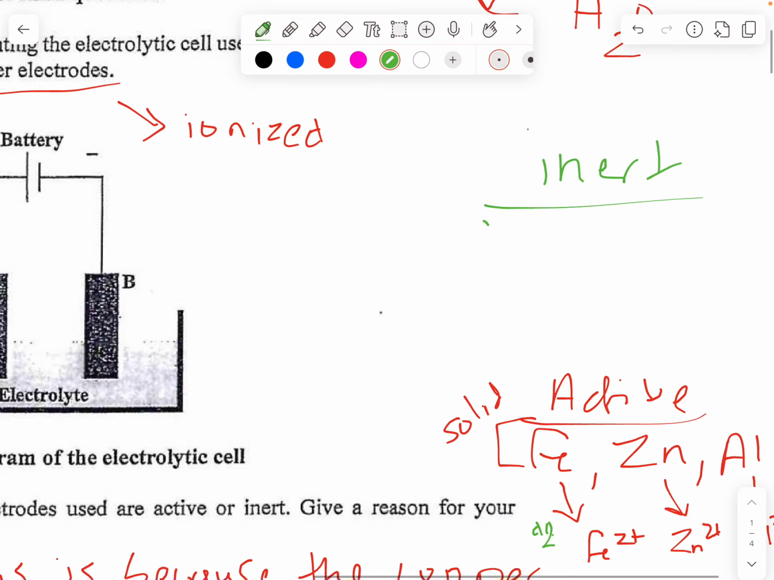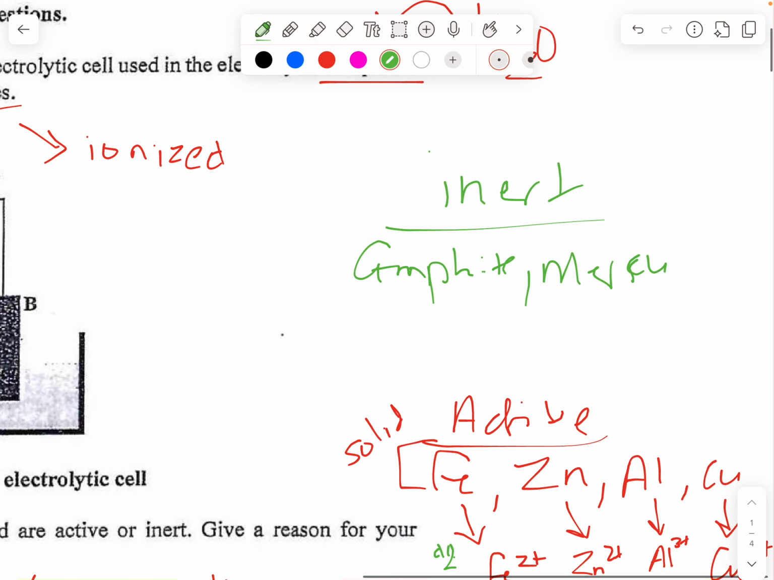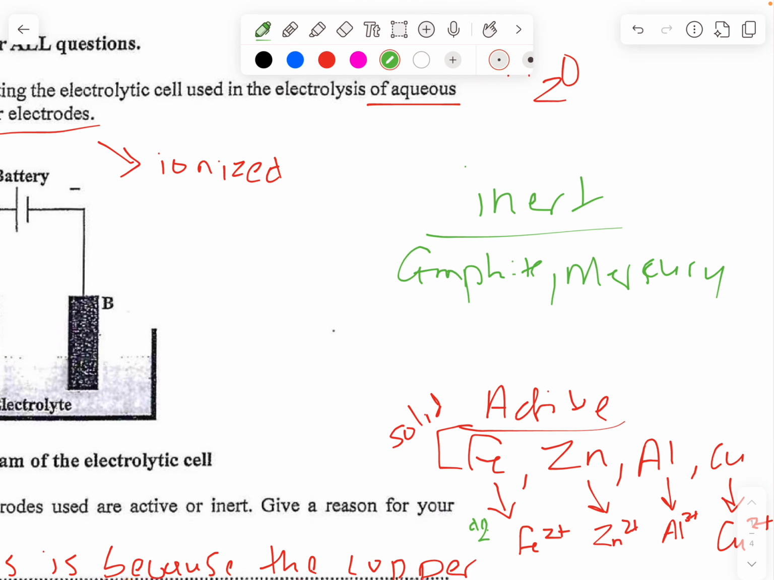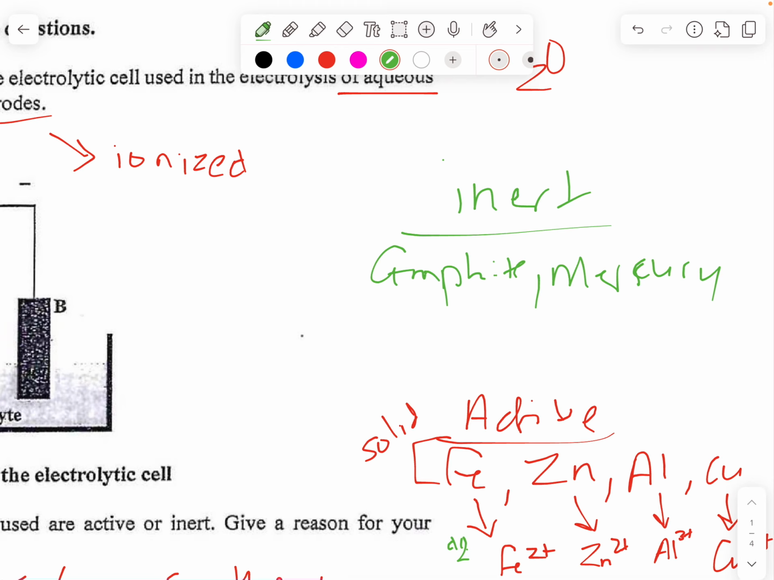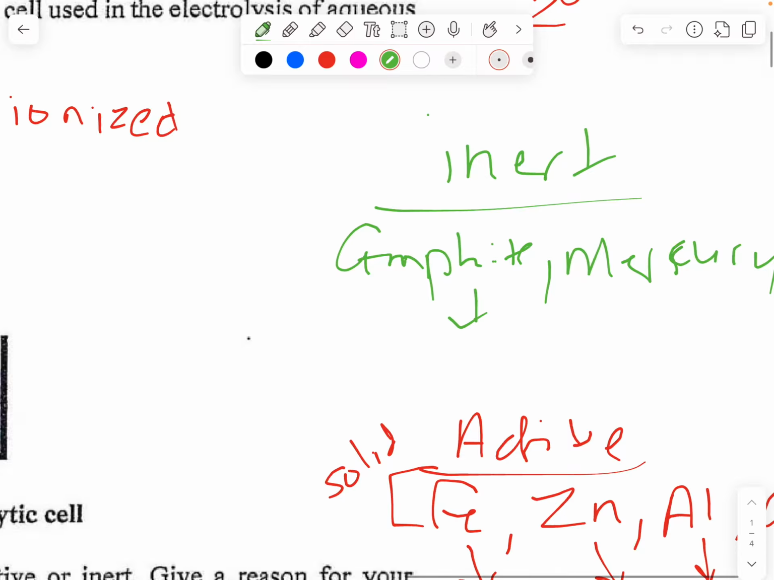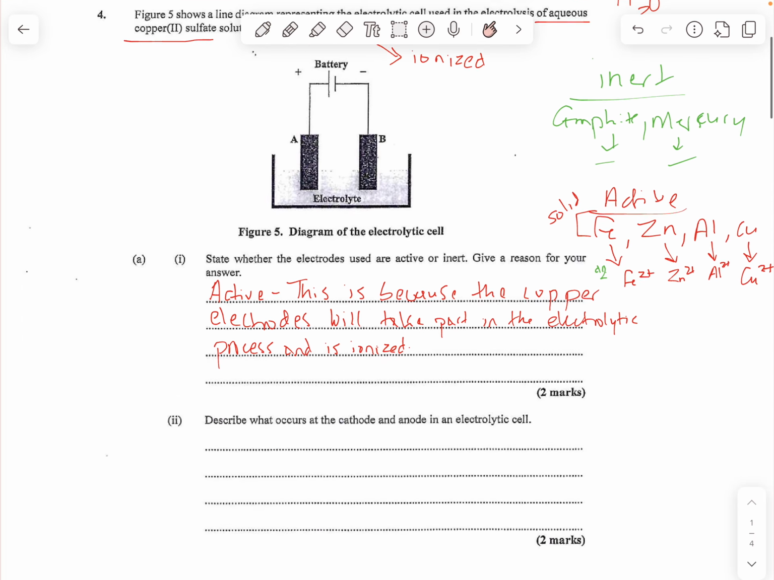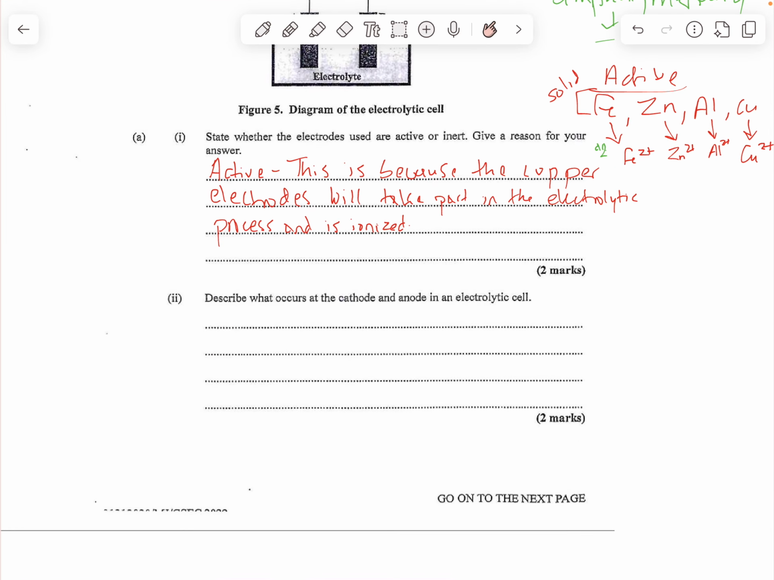So, for example, graphite is made up of carbon, and mercury. Plastic is not an example. Plastic does not conduct electricity, right? Silicon is also not an example. For these, know that they all conduct electricity. However, the active ones take part in the electrolytic process, but the inert electrodes do not. So for graphite, of course, it will not become an ion, right? Mercury, it will not become an ion. Okay, let me get back. So that would have been 2 marks for just giving the reason.